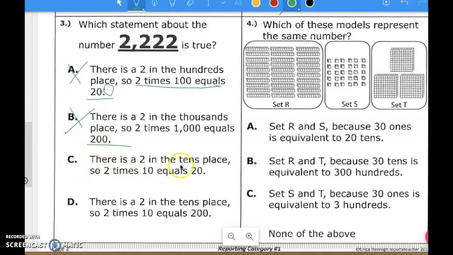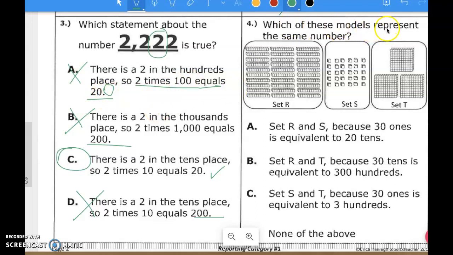There is a 2 in the tens place. So this one right here. So 2 times 10 equals 20. That's true. There is a 2 in the tens place. So 2 times 10 equals 200? No, because you have too many zeros. Okay. How many zeros does 10 have? 1. So you add 1 zero. How many zeros does 100 have? 2. So you add 2 zeros. Does that make sense? Okay.